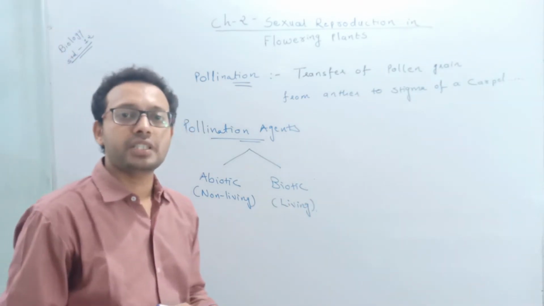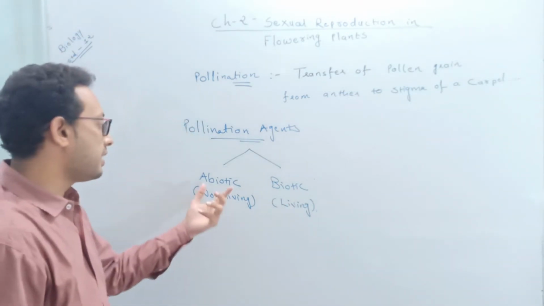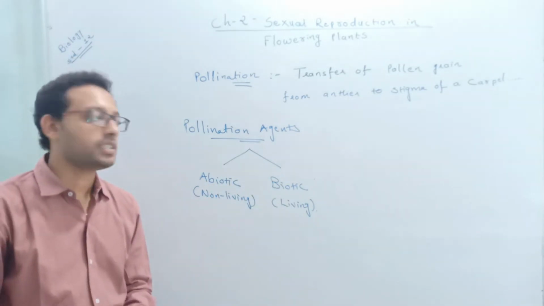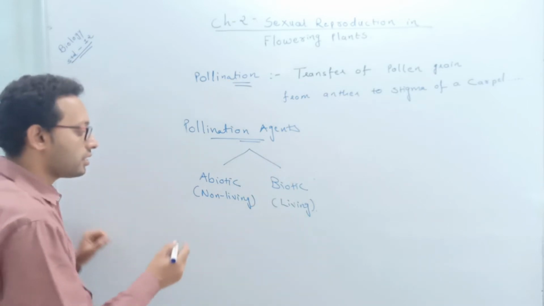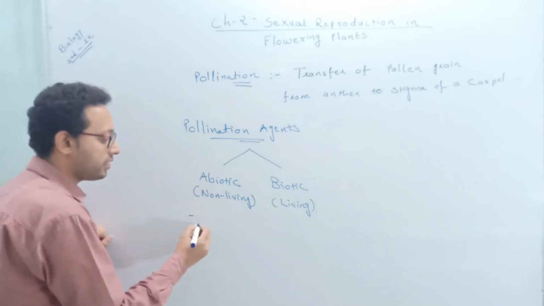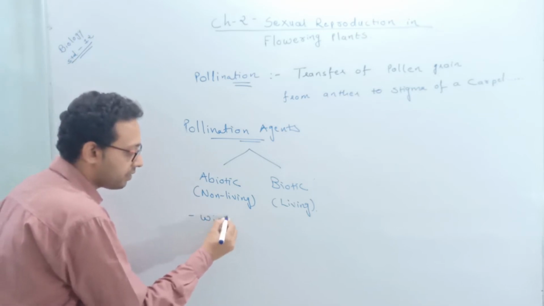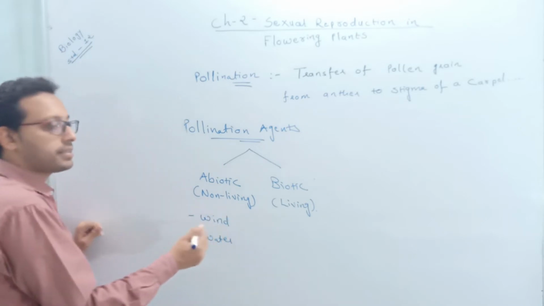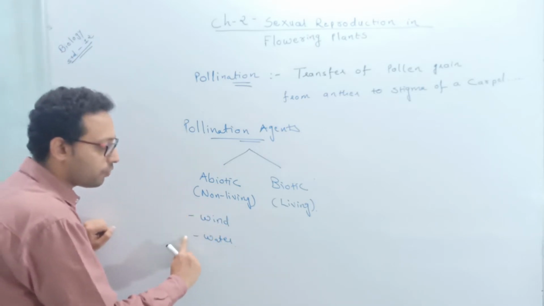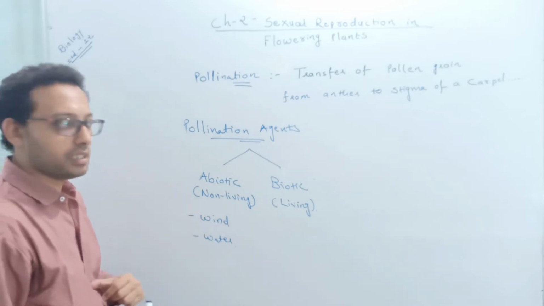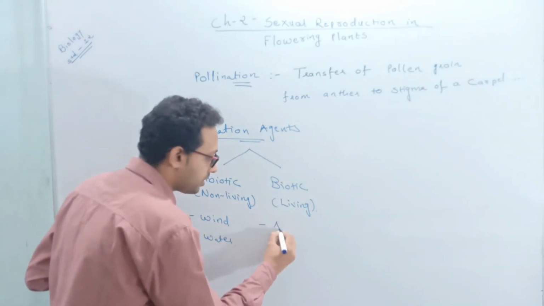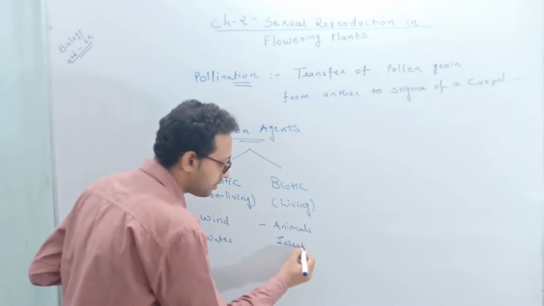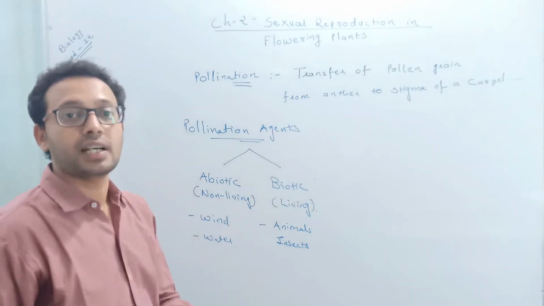How many types of pollination agents are there? Two types, abiotic and biotic. Abiotic means non-living pollination agents and biotic means the living pollination agents. What is included under the abiotic pollination agent? First, wind or air. Second, water. Here the pollen grain is transferred either by air or water. This is called abiotic pollination agents. The biotic includes animals, including insects. They are the living ones.